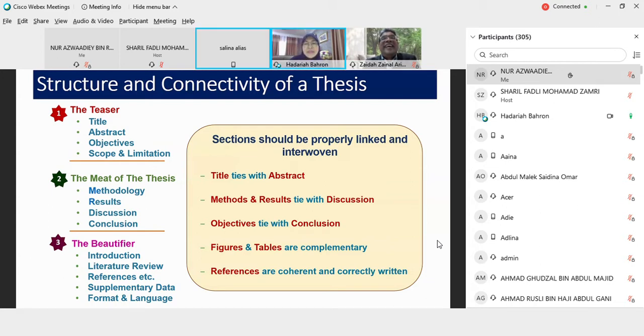Thank you very much. So, these are the structure and connectivity of a thesis that usually an examiner will be looking at. They want to know if the student, when he or she writes the thesis, actually has a good framework of the whole thesis. The teaser, which I said, is the title, abstract, objective, scope; the meat; the beautifier.